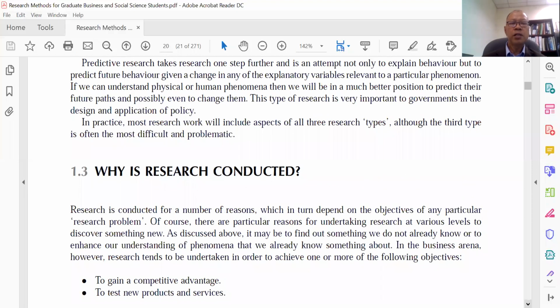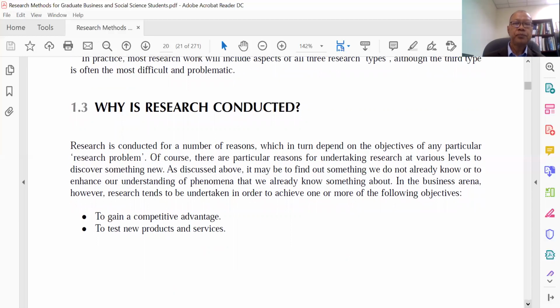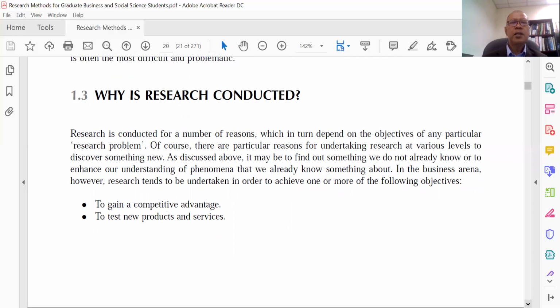Why is research conducted? Well, there are many reasons why people do research. Among the reasons is research enables us to gain a competitive advantage because we have a certain information that the rest do not have.